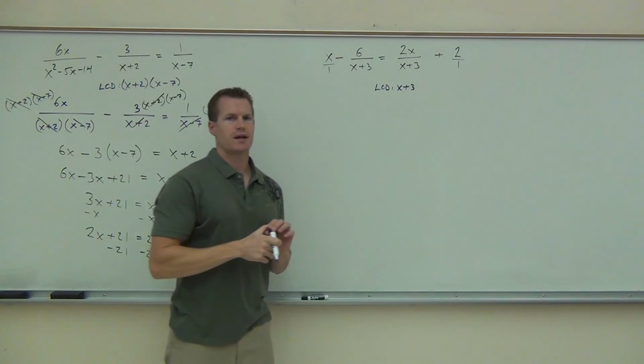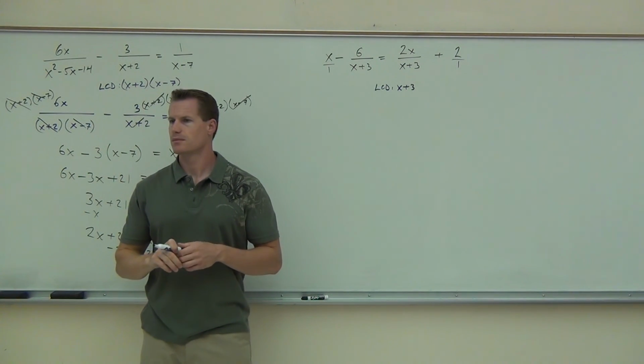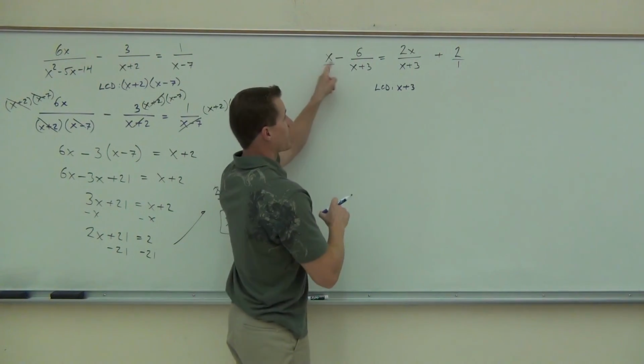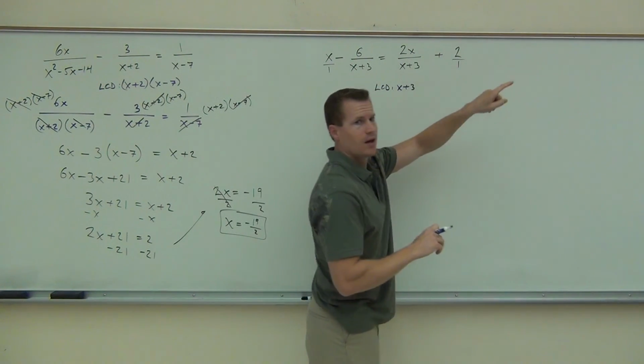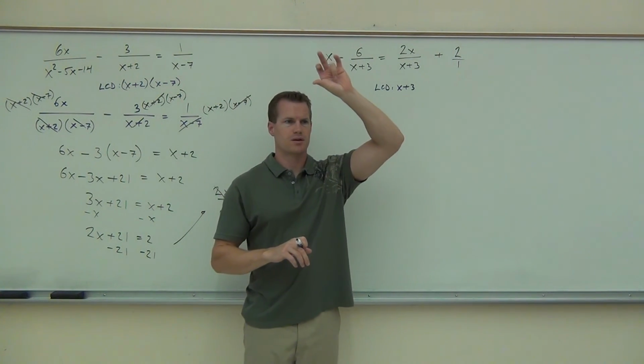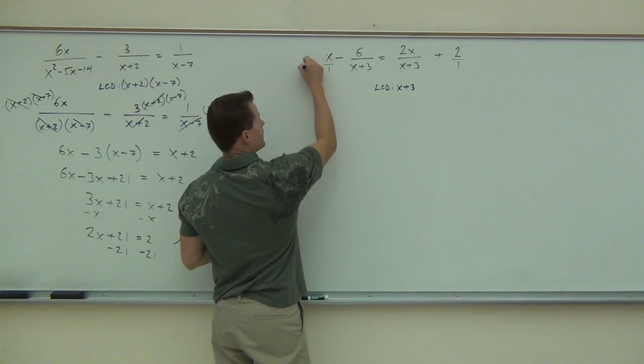What am I going to do with that LCD? Multiply by each term. How many terms are there here? 4. So that means here and there. Am I doing x plus 3 over x plus 3 or just x plus 3? What do you think? Good. So I'm going to do x plus 3.